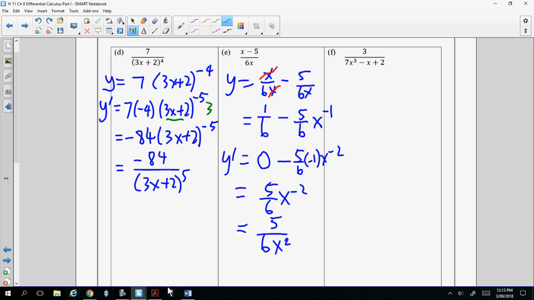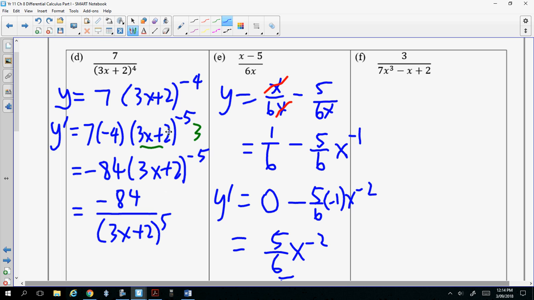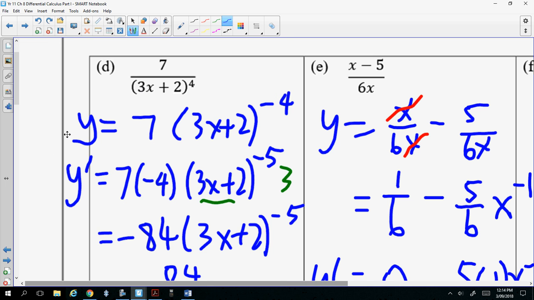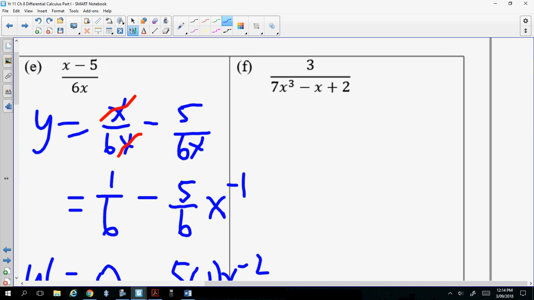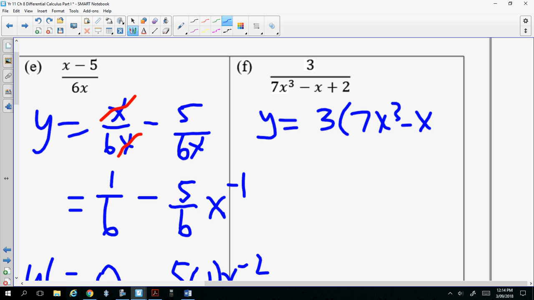Continue. I'm going to put recording on. Okay, how do I do this? Your first step has to be correct. Hopefully you did it correctly. y equals, write 3 bracket 7x cubed minus x plus 2 to the power of negative 1. Did you all write this? Marvelous. Good. Let's do y dash.